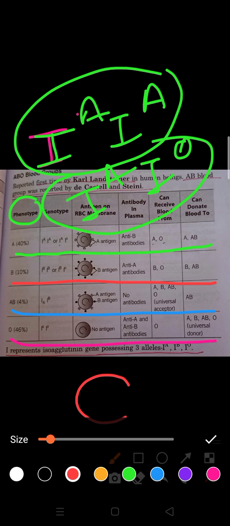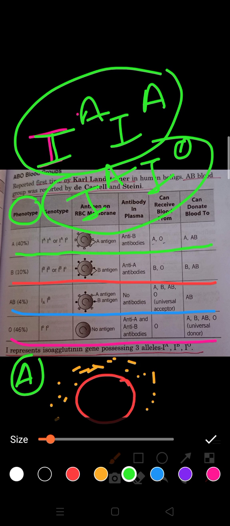Suppose the RBC, and this is the plasma, in case of blood group A. Okay, please keep this thing in your mind, blood group A. So here you can see that RBC is having antigen. RBC is having A antigen on its surface. RBC की surface में जो antigen होता है बेटा वो A होता है. That's why the blood group name is A.